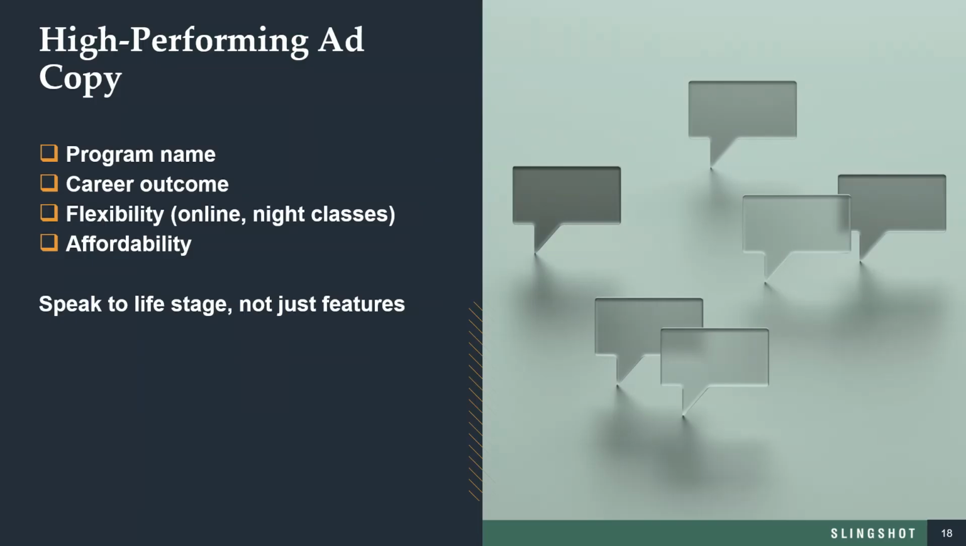And then I wanted to hit a little bit on high performing ad copy. So typically for higher ed, you have your program name, you want to talk about the career outcome, and then you want to say what benefits you have. So it's a flexible program, if it's an affordable program, but you really want to speak to the life stage that the user's in, and not just the features, and not overload them.